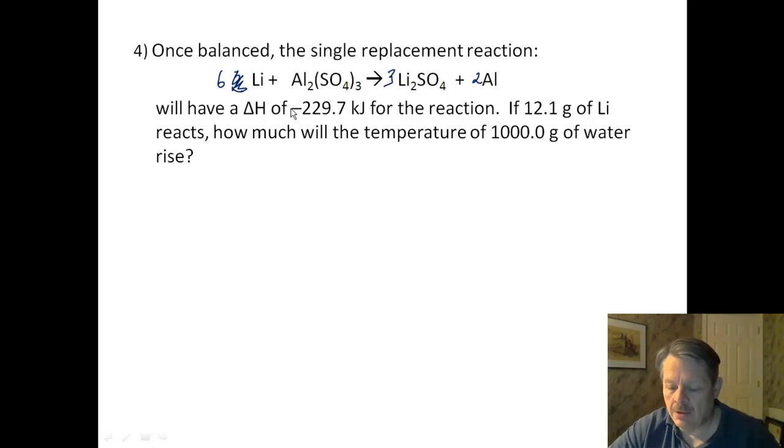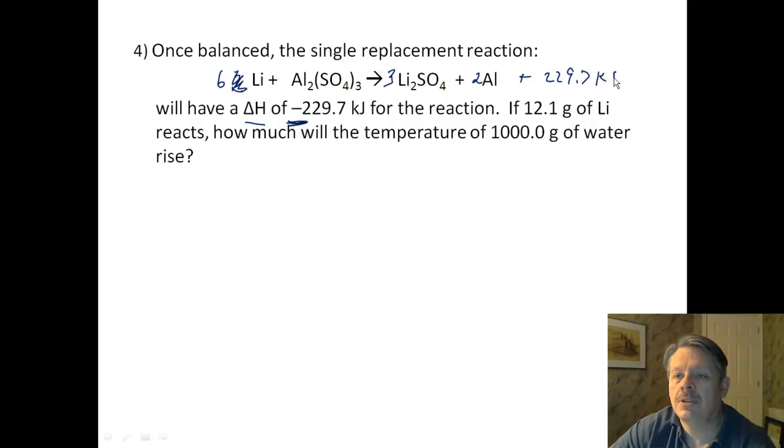We have negative 2, so our delta H is negative. What does that tell us? Well, that tells us the energy is going over here, 0.7 kilojoules, right, because it's exothermic.